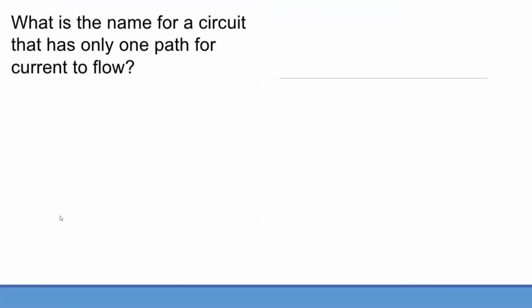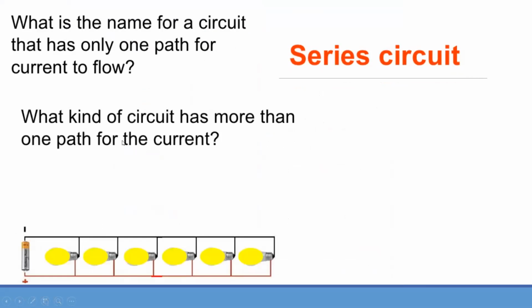Now, what is the name for a circuit that has only one path for the current to flow? Series. Series, exactly. Thank you. Now, what kind of circuit has more than one path for the current? Parallel.